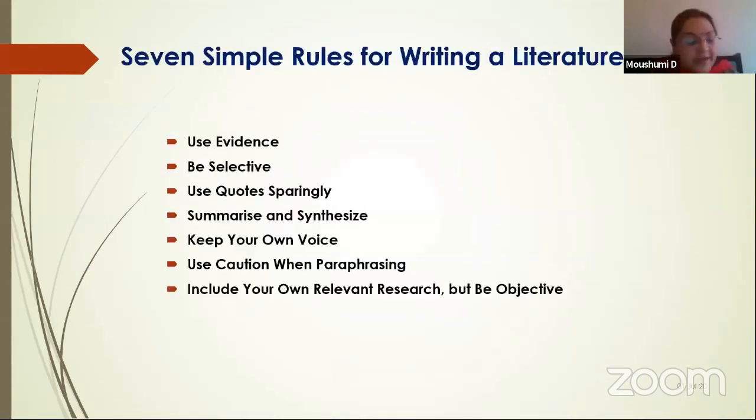Seven main rules for writing a literature review. Number 1, use evidence. Where are my evidences? Remember the citations I have told you? Whenever you get an article or a book, as you write down the thoughts, please do cite it. Your citation will give you the evidence. These citations will make your points valid.